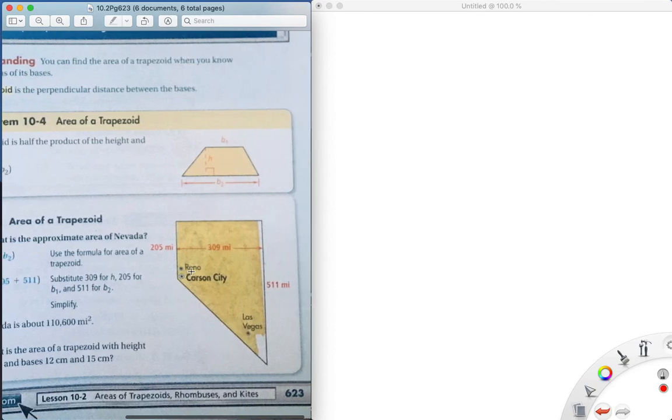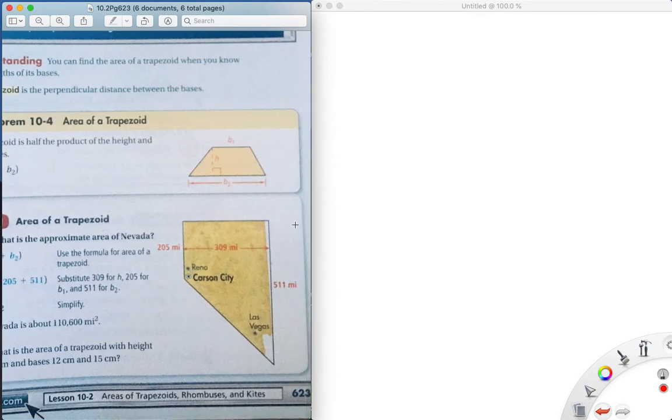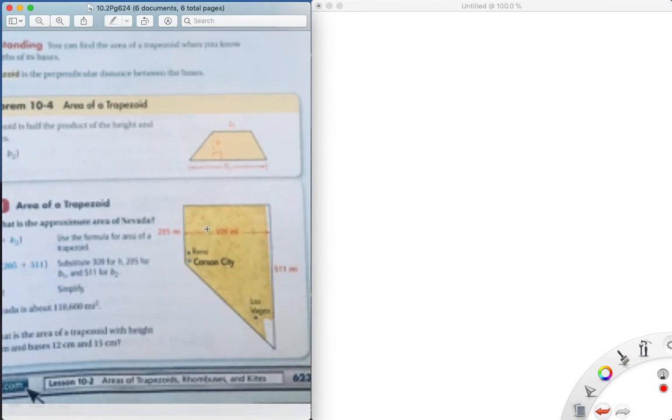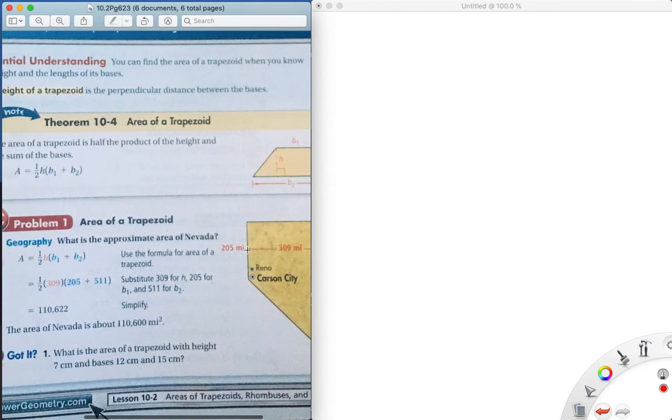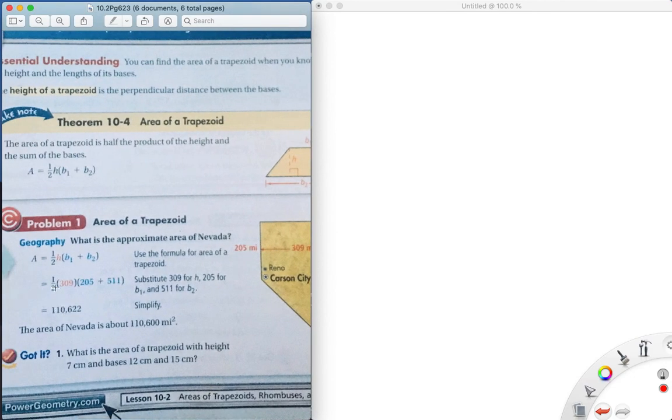We have this trapezoid over here. We have this number here, 309. Notice that it's perpendicular to both, which, since it's perpendicular to this side and these guys are parallel, tells me these two are the bases. So we use that same equation, which means that 309 is the height. So we have our 1/2, we have our 309, which is our height, and then we add the bases together, and then you multiply.